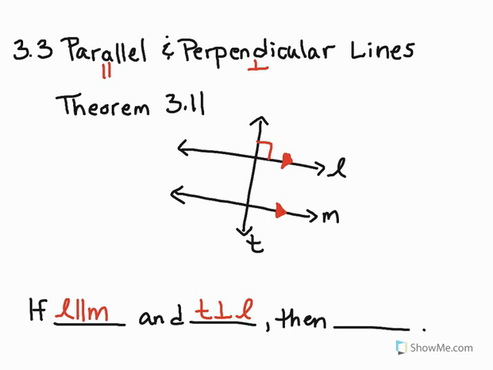Then guess what we can say about line M and line T. Take a guess. If you say that they are perpendicular, you would be correct. So if I already start with two parallel lines, and line T happens to be perpendicular to one of them, then line T is perpendicular to the other line as well. And that concludes this tutorial.